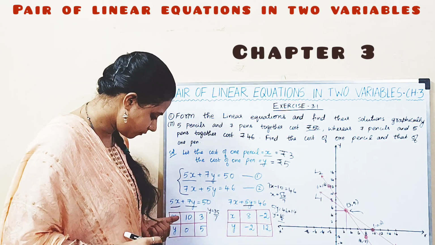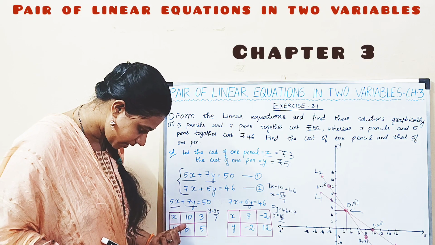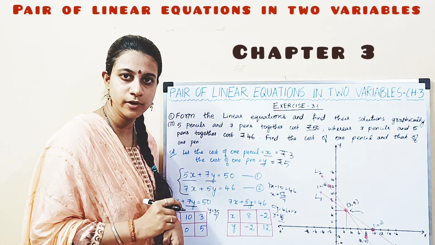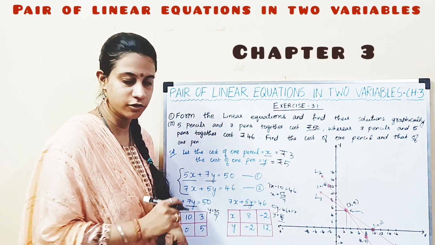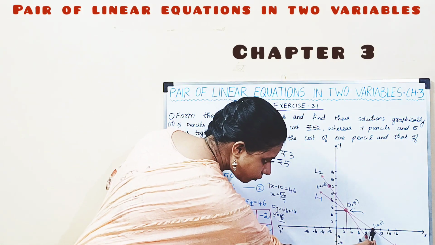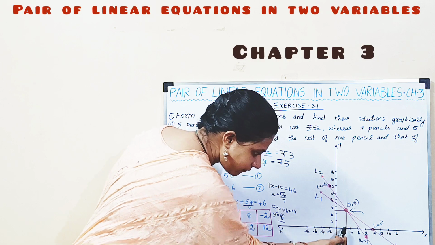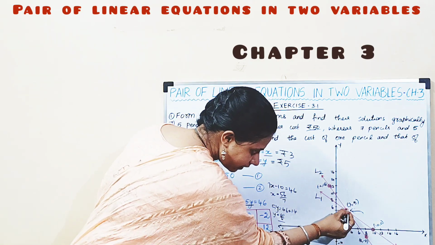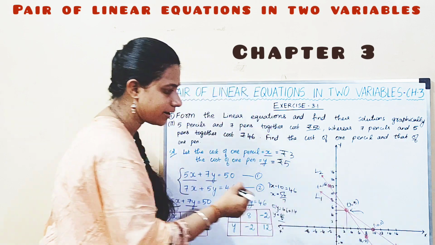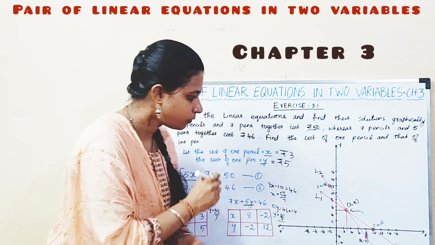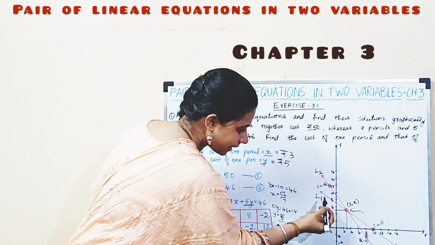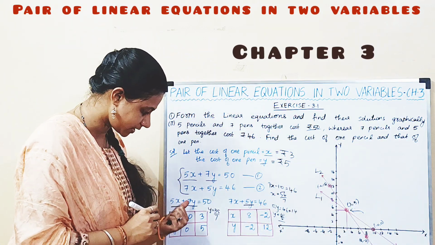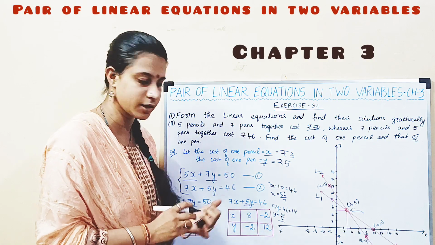Now first we will plot the first equation points, 10 comma 0 and 3 comma 5. Whenever we get a y value to be 0 in a coordinate, then the point will lie on the x-axis. So 10 comma 0 will be here and 3 comma 5 will be 3 from x-axis and 5 from y-axis. We will get here at 3 comma 5. Now we will join these two points to get L1, that is the first line of the equation 5x plus 7y is equal to 50, or the first equation.